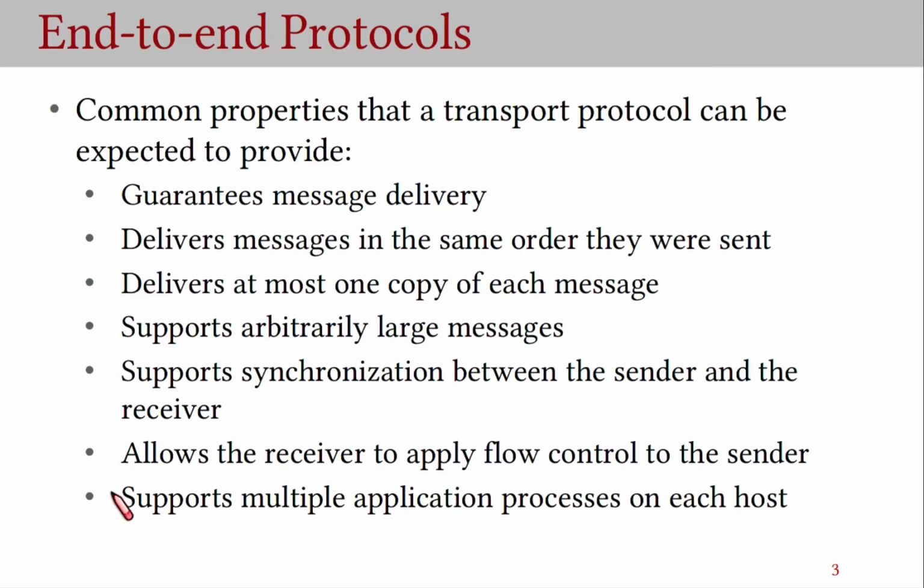Here is a list of functionalities that an application might want from a transport layer protocol. It might be expected that the protocol guarantees message delivery from one end to the other. It might be expected that it delivers messages in the same order that they were sent. It might be expected that it delivers messages at most once. It might be expected that it supports arbitrarily large messages, and there should not be any upper limit. It's expected that the protocol supports synchronization between the sender and receiver. It's expected that the protocol allows the receiver to apply flow control to the sender so that the sender does not overwhelm the receiver.